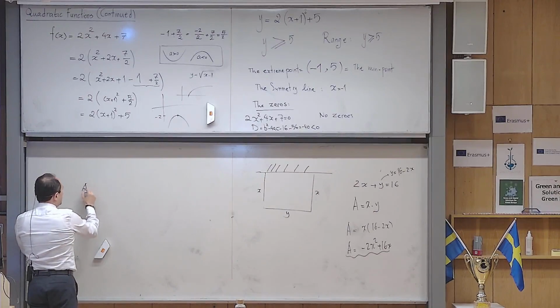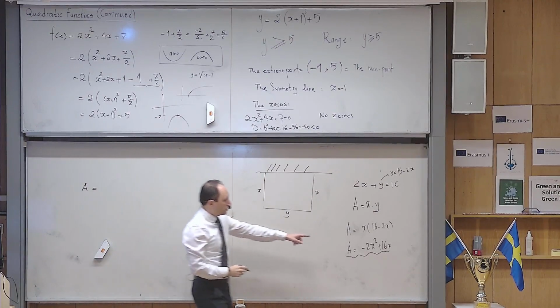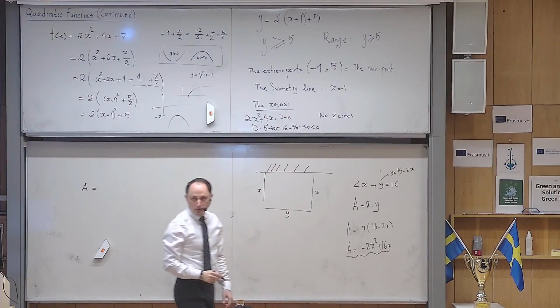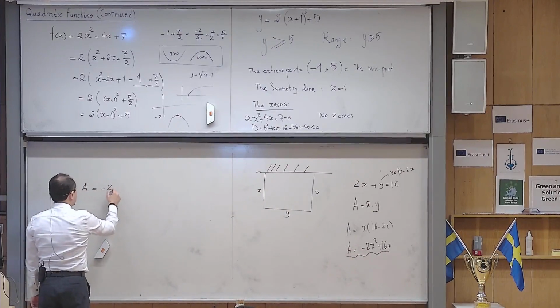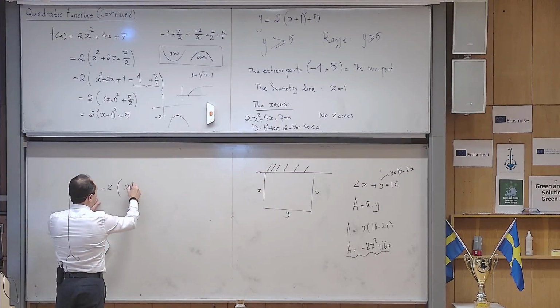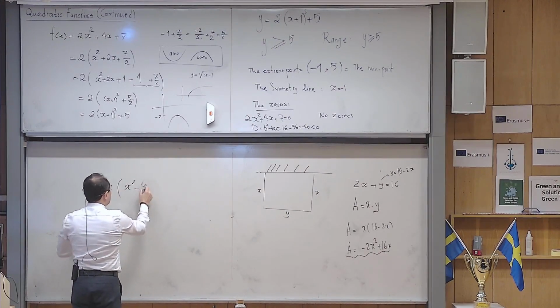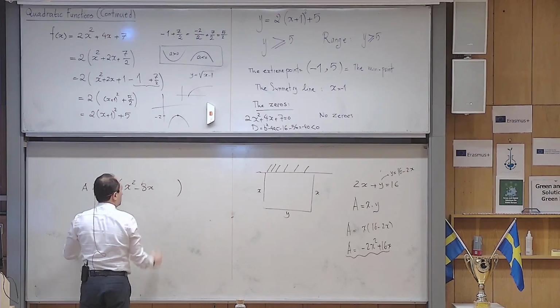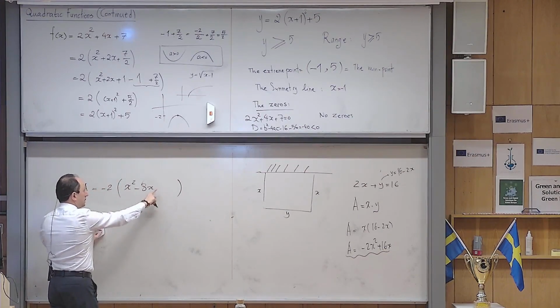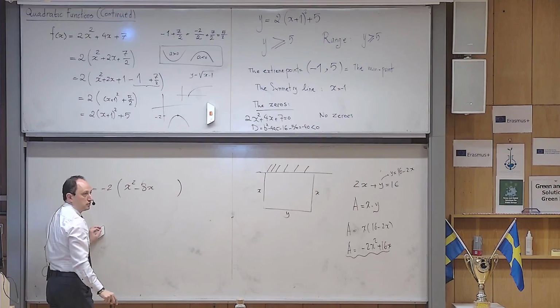So A is equal to, because this is one of those hard problems, I factor a minus 2 out. So it becomes minus 2, and then it becomes x squared minus 8x. And then I leave an empty space. I need to add a number here to complete the square. What is that number?